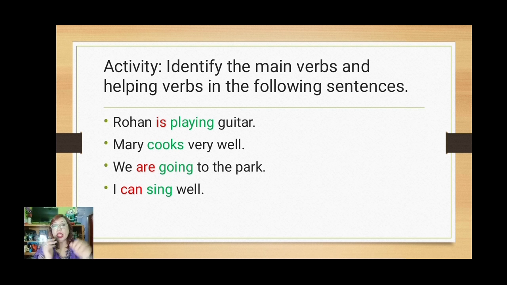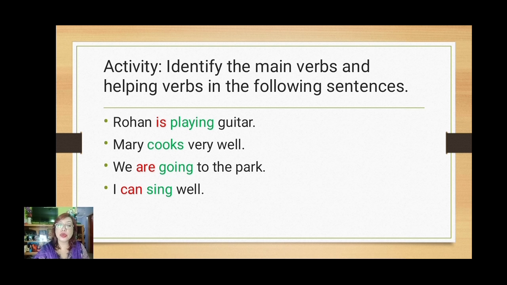Yes, going, right? It signifies what? It shows action. And which is the helping verb or auxiliary verb? It is are. And let us see the next one, the last sentence. I can sing well. Now, who can tell me, students?